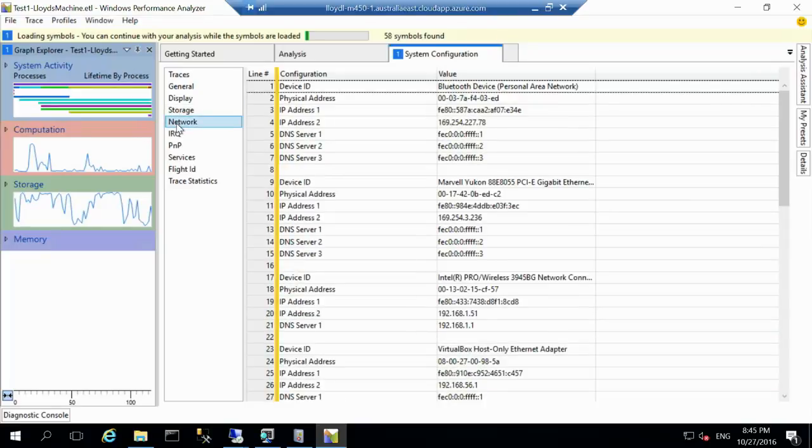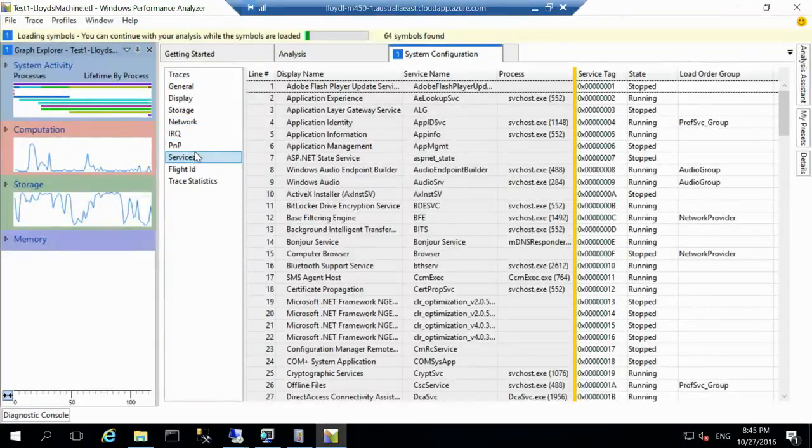Other stuff, it will tell you exactly what network cards you have, what the IP addresses were of the network card, as well as all the various settings on the network cards of that particular system. Right? It also tells you which services were there and what was the state they were in, whether they were started or stopped at the point that I was taking the trace. All right?